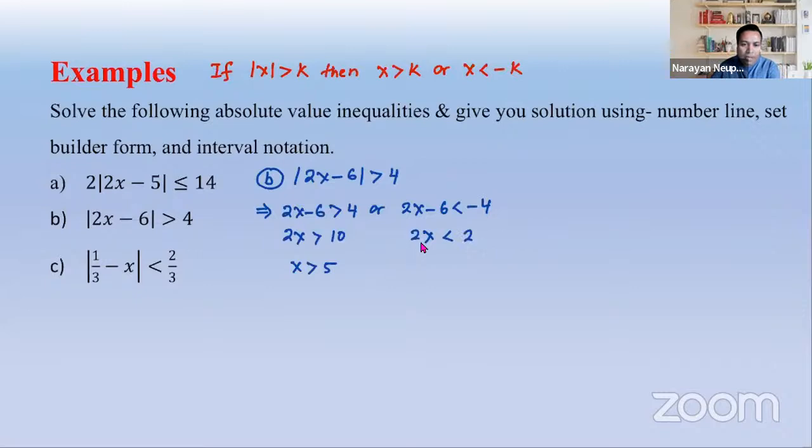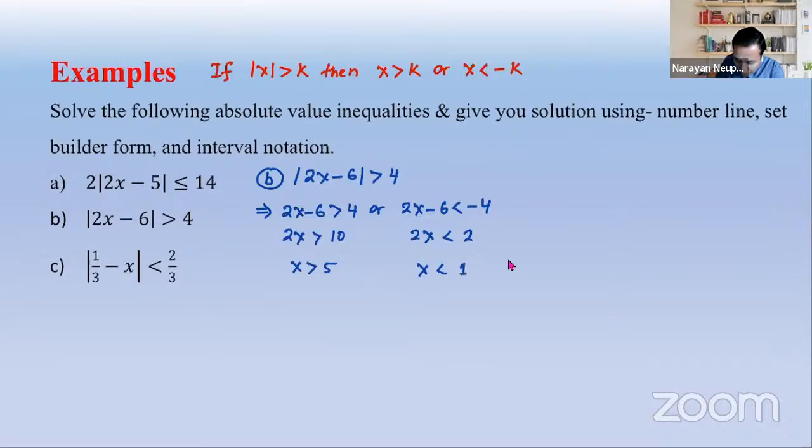And finally, we get 2x equal to 2. That means to find the value of x, we have to divide on both sides by 2 again. So 2x divided by 2 is x is less than 2 divided by 2 is 1.